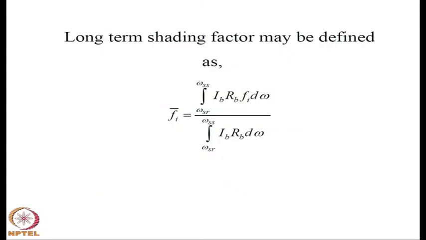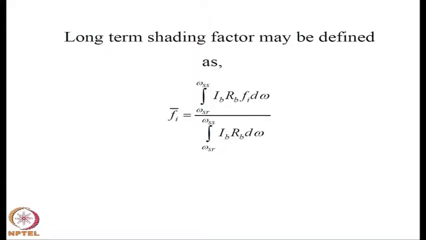So, the shapes we have already described, it could be triangle, rectangle or trapezoidal. This is the equation which I have already written for Fi bar. Now, both the numerator and the denominator will be from apparent sunrise to apparent sunset angles relevant to the particular window under consideration.